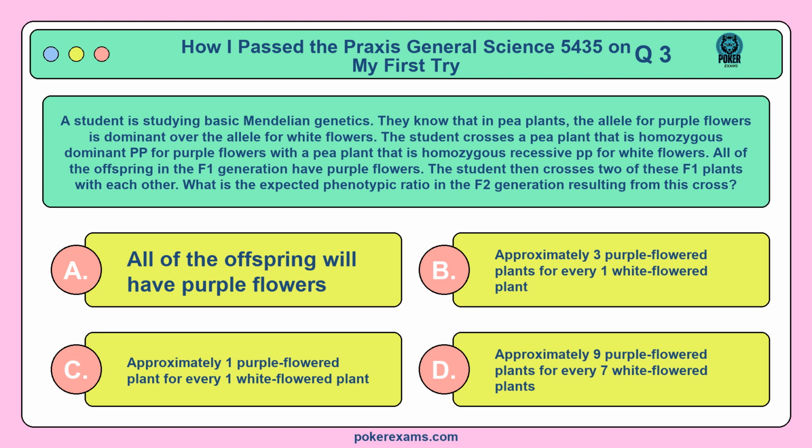All of the offspring in the F1 generation have purple flowers. The student then crosses 2 of these F1 plants with each other. What is the expected phenotypic ratio in the F2 generation resulting from this cross?